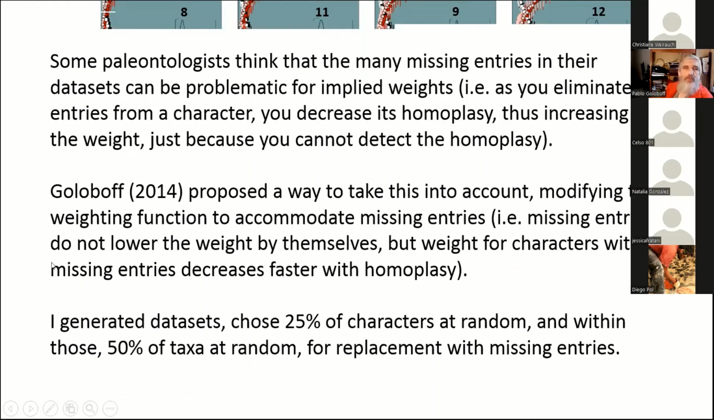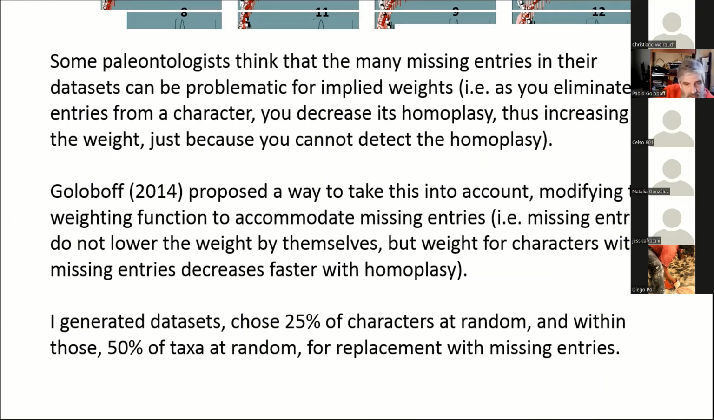Now, another possible problem with implied weights. Some paleontologists think that the many missing entries in their data sets can be problematic for implied weights because as you eliminate entries from a character, you decrease its homoplasy and therefore increase the weight just because you cannot detect the homoplasy. So in 2014, I proposed a way to take this into account, modifying the weighting function to accommodate missing entries. In this method, missing entries do not lower the weight by themselves, but the weight for characters with missing entries decreases faster with homoplasy.